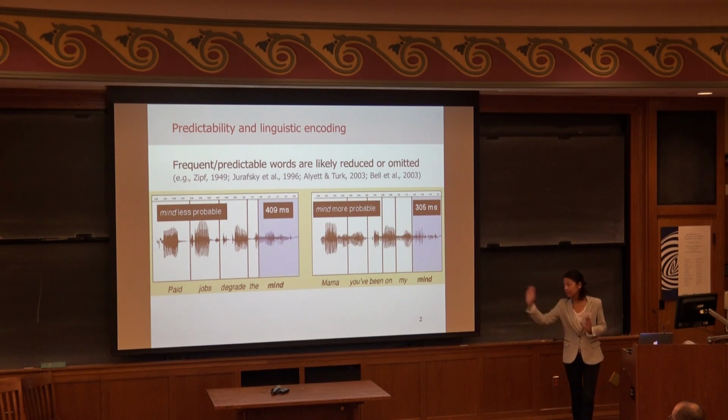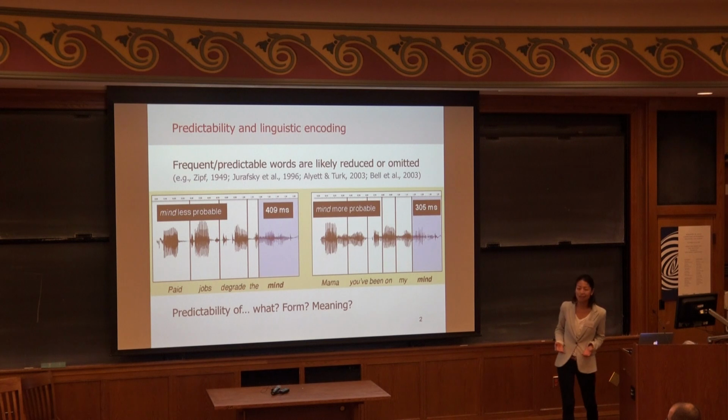So this type of finding has been accepted and replicated over and over, but we haven't really talked about one big question, namely, what are we talking about? Predictability of a particular form or predictability of a particular meaning? So that's the question that I want to address in this talk today.